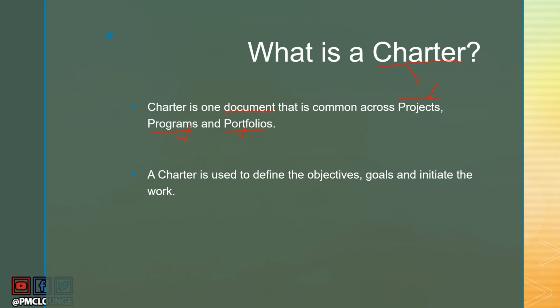So why so? Because a charter is the very basic document, possibly the first document that you create when you start your work on a project, program, or a portfolio. The charter is used to define the objectives and goals, and also to initiate the work. Obviously, whenever you're starting off with a project, a program, or a portfolio, you need to know what the objectives are. What are the goals that you're trying to achieve? And once you have that information, then you can initiate the work.